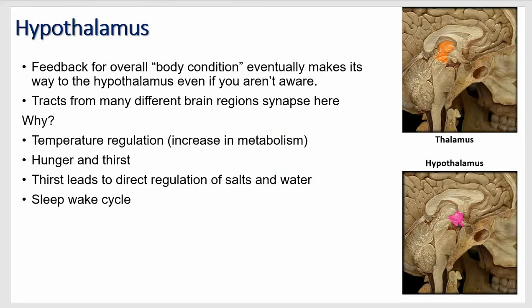All right, and then we have the hypothalamus. It provides feedback for overall body condition. We talked about this when we talked about autonomic innervation, the autonomic nervous system. Feedback for overall body condition eventually makes its way to the hypothalamus, even if you aren't aware. Some things listed down here, like temperature regulation. We maintain our body temperature by maybe controlling sweating or glucose burning.